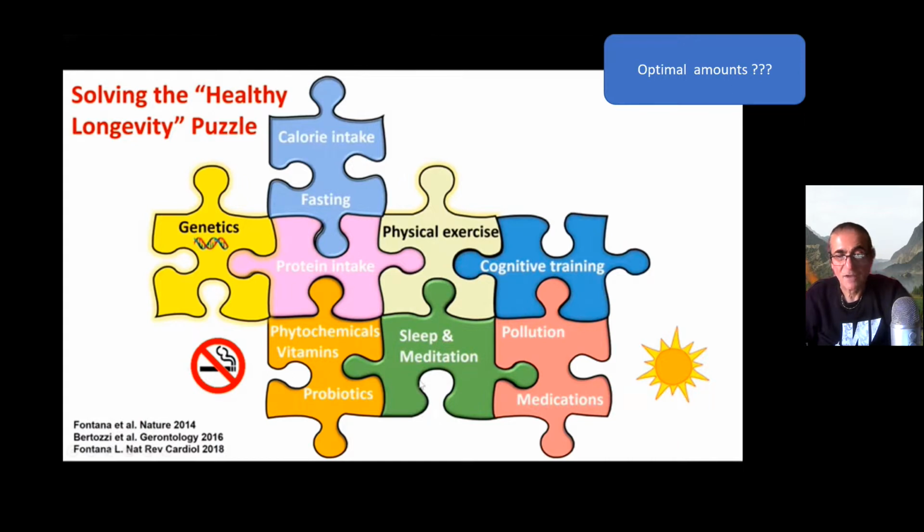Physical exercise will help you maintain your mitochondria in good shape. Cognitive training will help your mind stay on top of things. Pollution or medications, to the extent you can, stay away from pollution. Medications, you want to take them as you need based on your doctor's recommendation, but not more than that. Sleep and meditation is key. Vitamins are important. Probiotics are important.